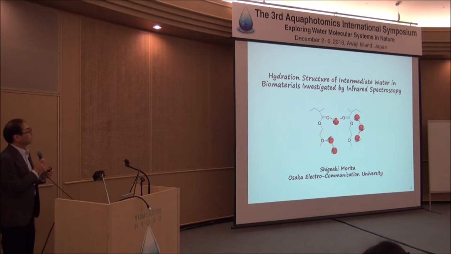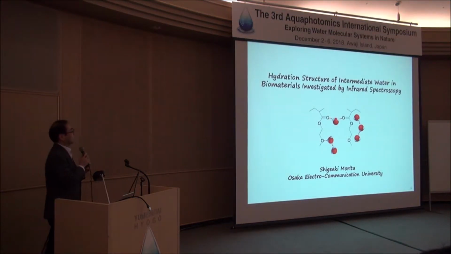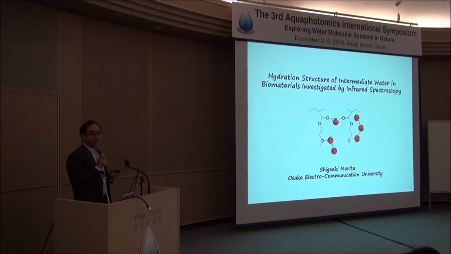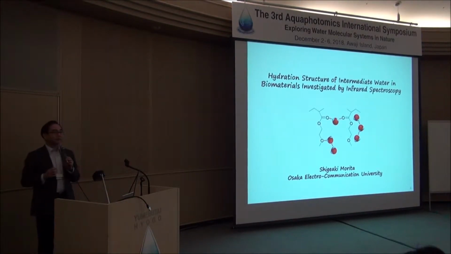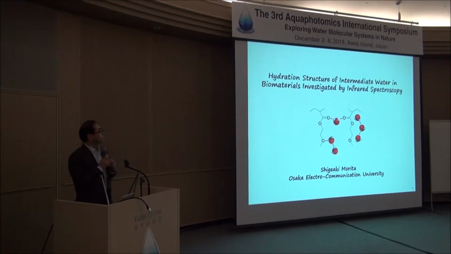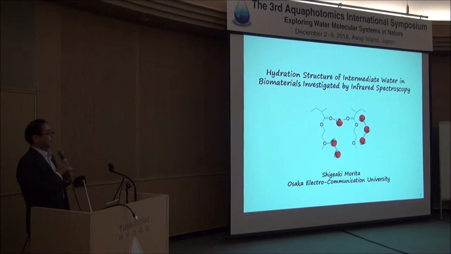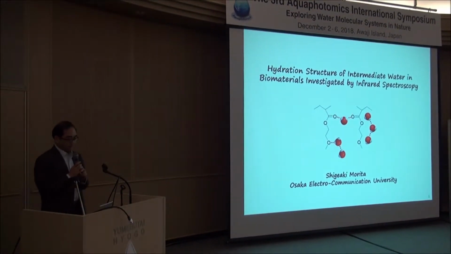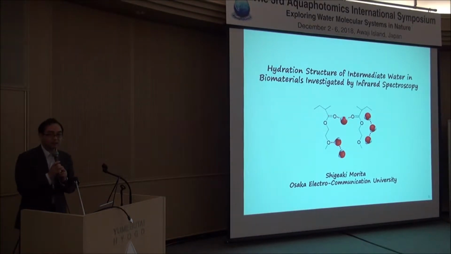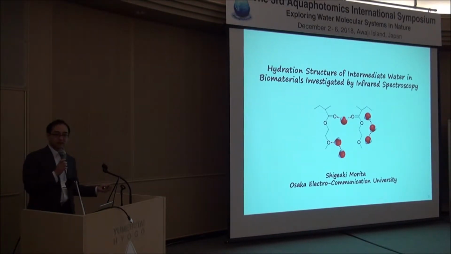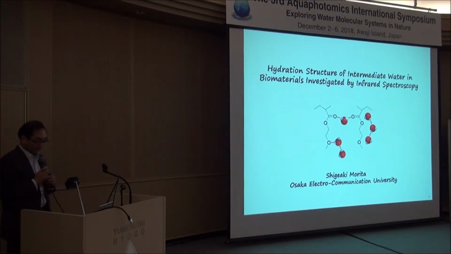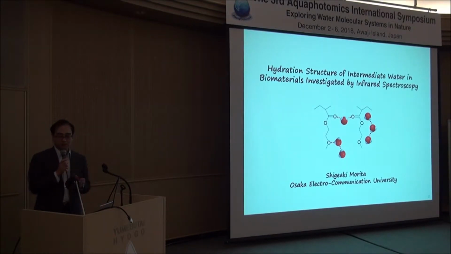Today I'm going to talk about the hydration structure of the intermediate water in biomaterials. This polymer, PMEA, was already discussed by Professor Tanaka. This polymer contains a lot of intermediate water, investigated here using mid-infrared spectroscopy. As Professor Tanaka already said, the intermediate water was found by thermal analysis below 0 degrees Celsius. But today I'm going to talk about this type of water investigated by spectroscopy around room temperature.